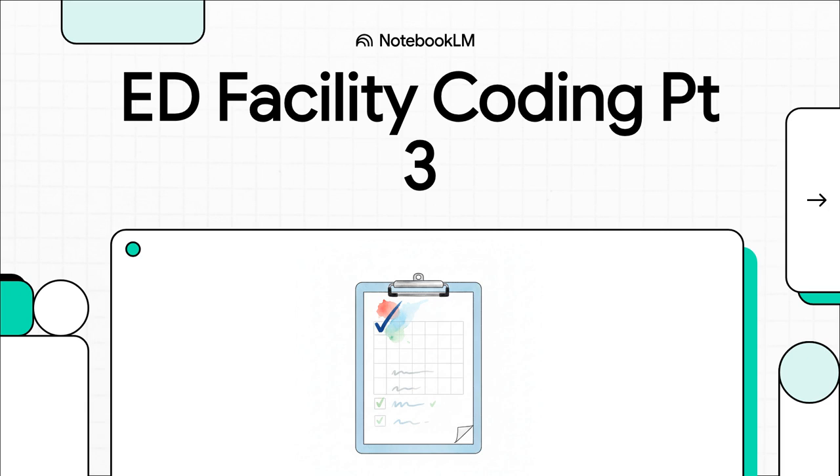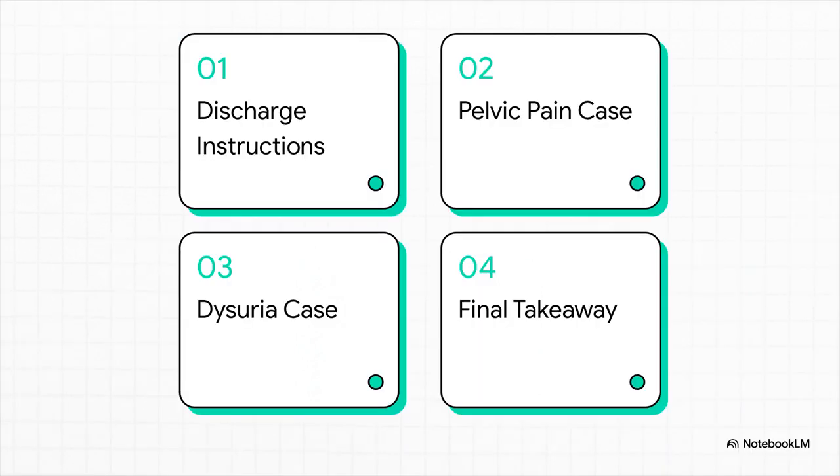We're going to break down the exact definitions of discharge instruction complexity and then apply them to 2 real-world emergency department cases. Here is the game plan for today. We'll start with the 4 discharge instruction tiers. Then, we'll dive right into our 2 case studies, one for pelvic pain and another for dysuria. Finally, we'll wrap up with a huge takeaway on how facility code leveling is strictly driven by staff interventions.